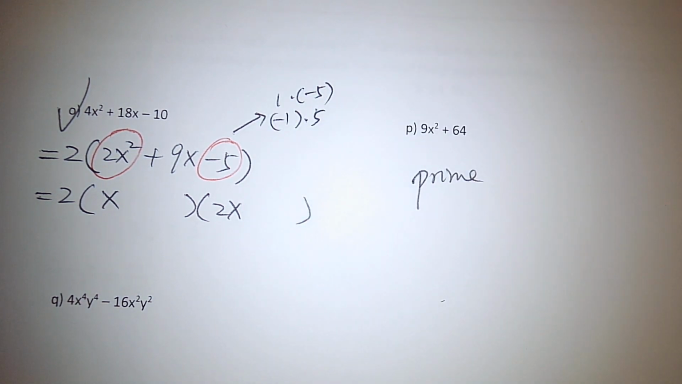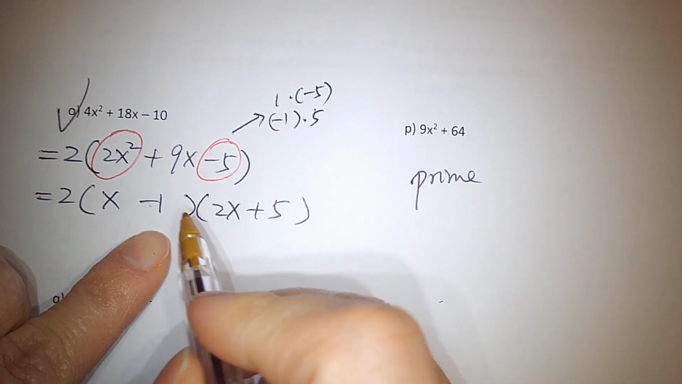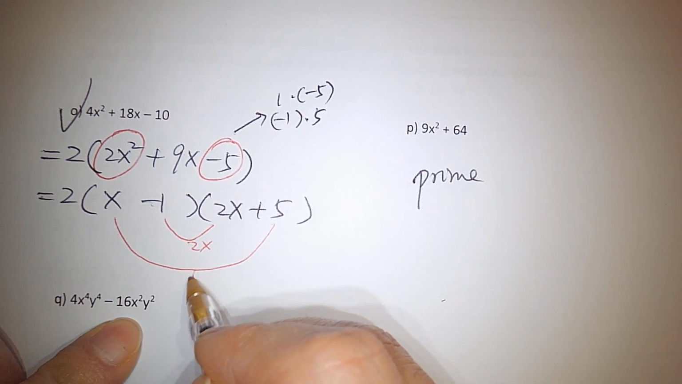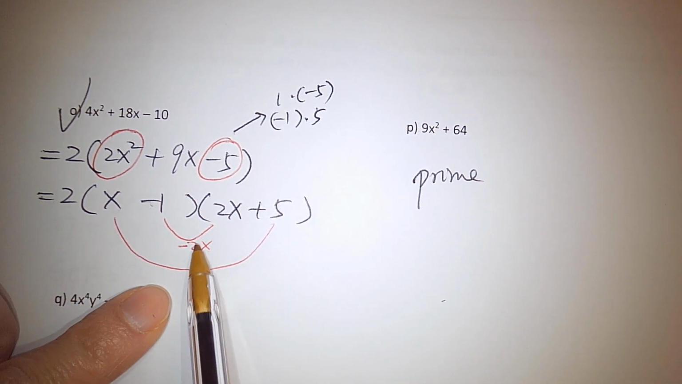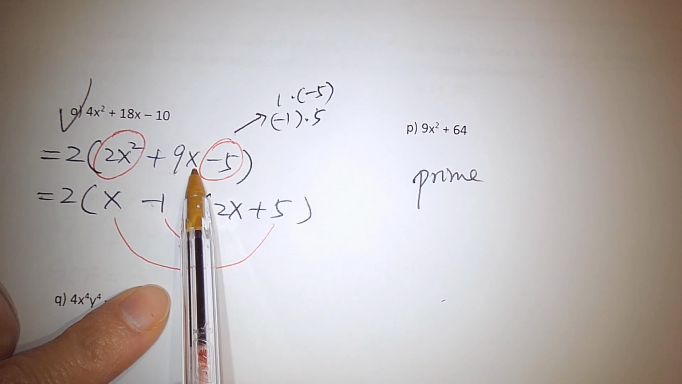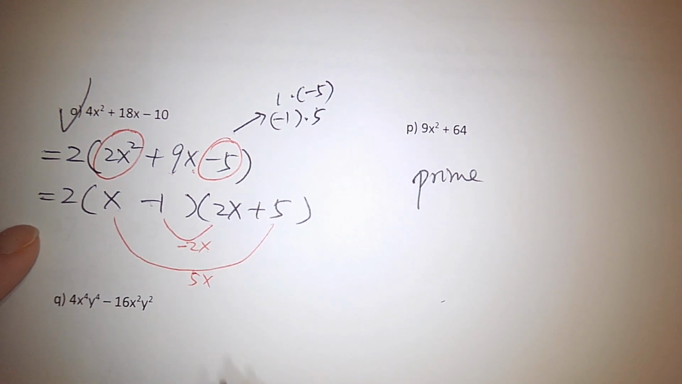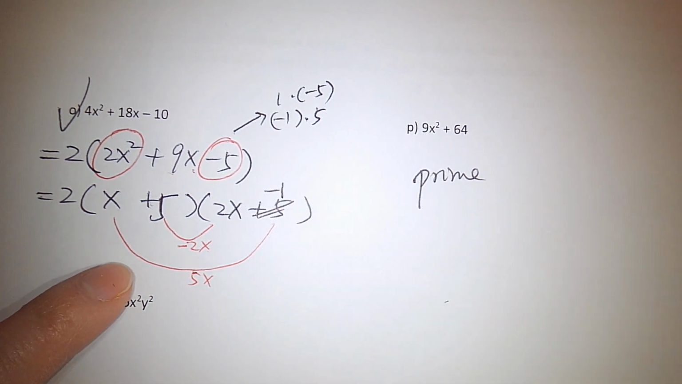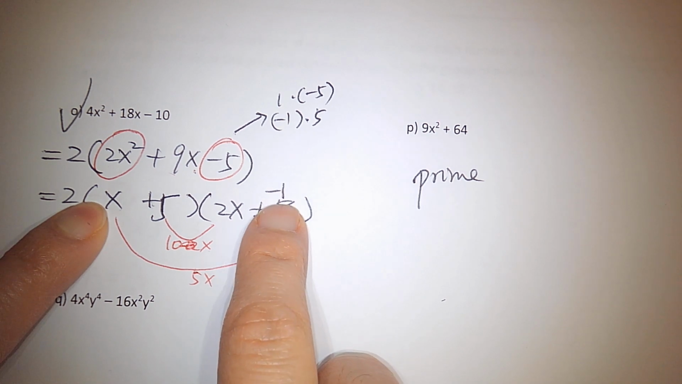So let's give it a try. How about negative 1 and 5? Let's check whether this works or not. Negative 1 times 2x is negative 2x. x times 5 is 5x. Is the sum equal to 9x? No. Okay, so how about we switch negative 1 and 5? How about we put a positive 5 here and negative 1 here? Will this work this time? 5 times 2x, what do we get? 10x. x times negative 1 gives us what?